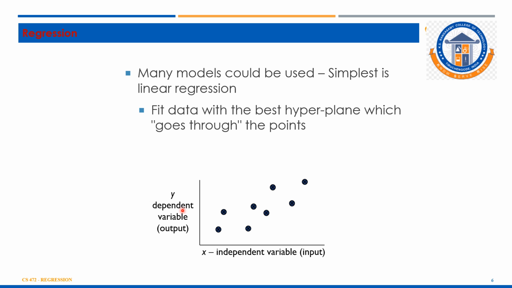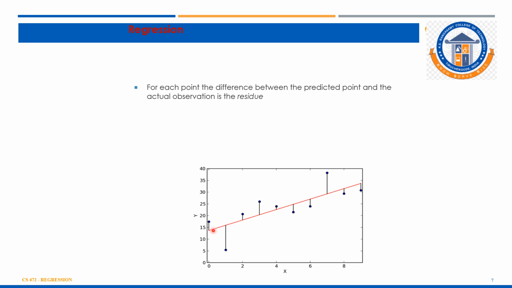Our main aim in linear regression is to find the best fit line along the data points to separate the data points. So we have to find a best fit line using a simple mathematical model. So here comes the best fit line along the data points. These are the data points. The difference between the data points and the best fit line is called the residue. We can say the difference between the predicted point and the actual observation is the residue.